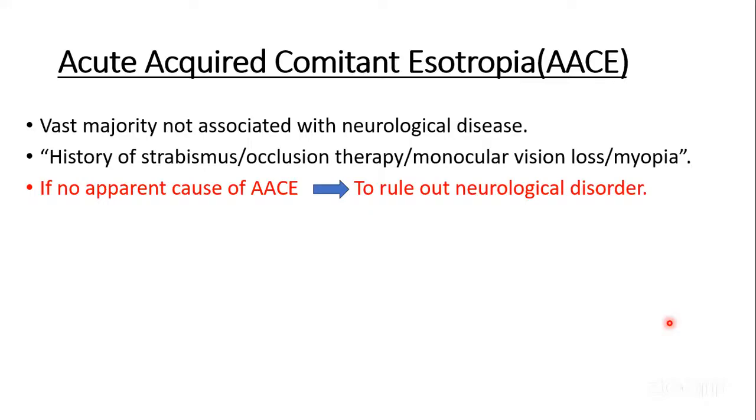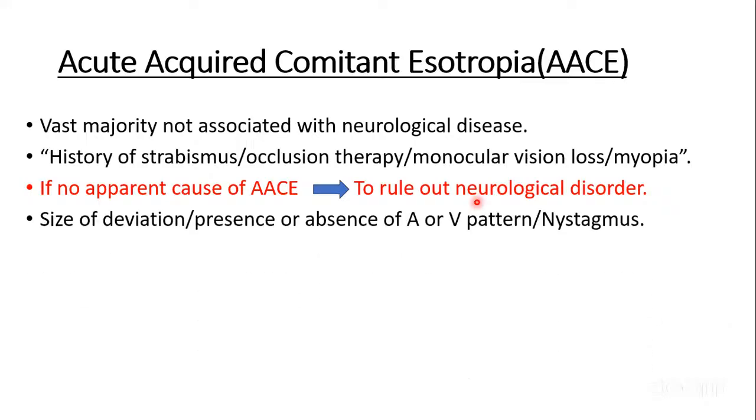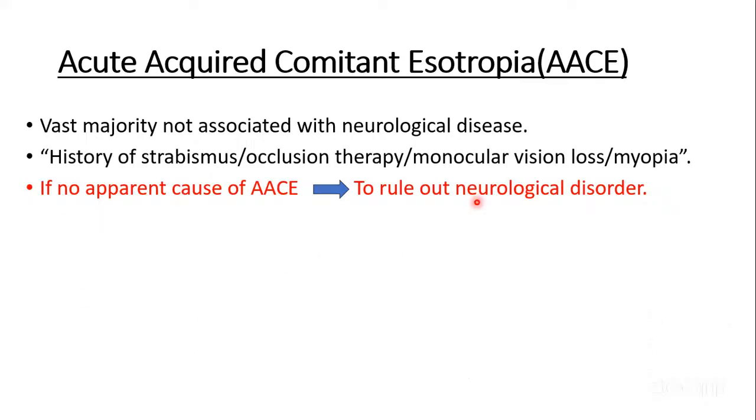So if the patient has no history of strabismus, occlusion therapy, monocular vision loss, myopia, then if there is no apparent cause of the acute acquired comitant esotropia, you need to rule out neurological disorder. Other signs or symptoms that will help you to know if the patient might have a neurological disorder, what? Other signs?